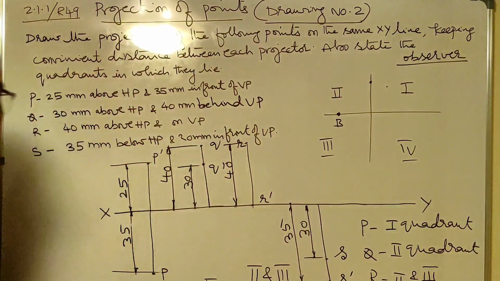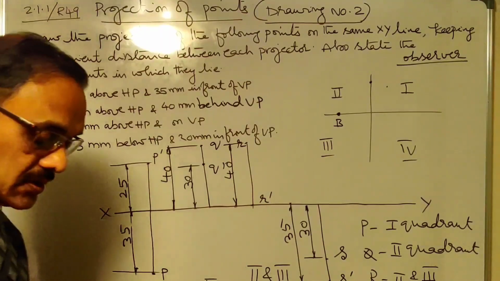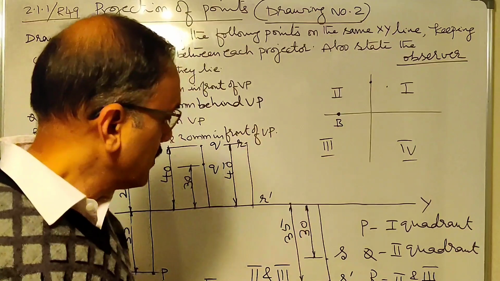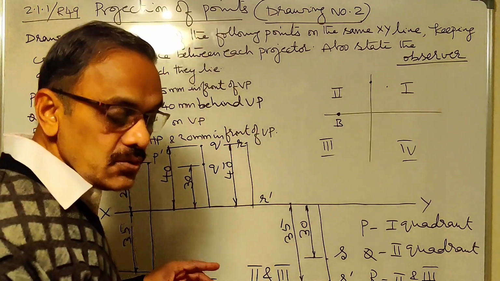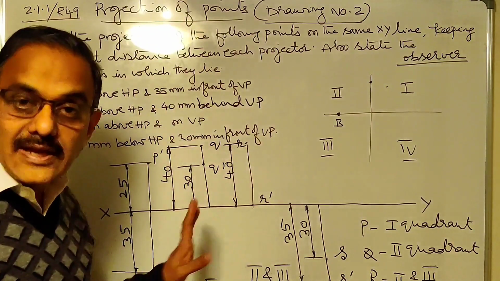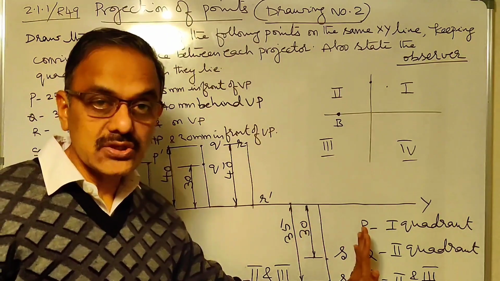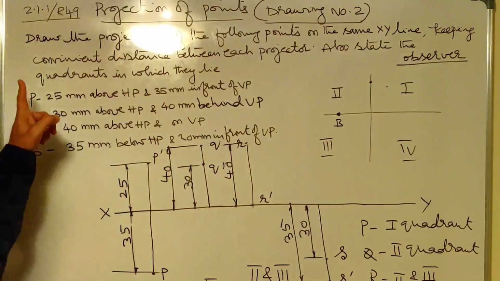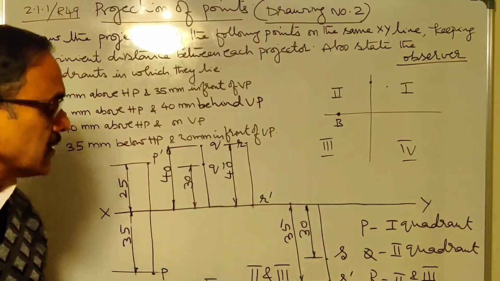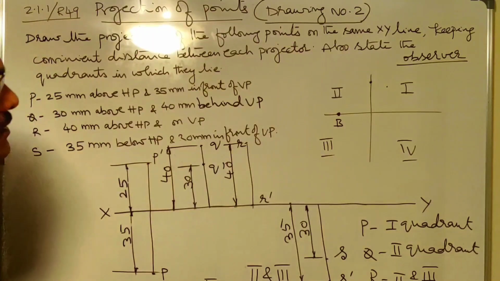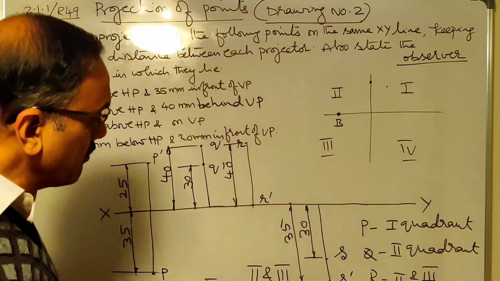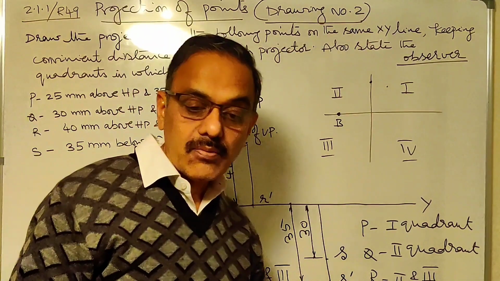So you need to make statements like this. Even when you do it in the system, you have to make statements like this. Whenever you are asked to find out something, you need to make statements. They will carry weightage. You are asked to find in which quadrant the point lies, so we have written the statements here. That completes the first problem of drawing number 2. I'll come back with the second problem.